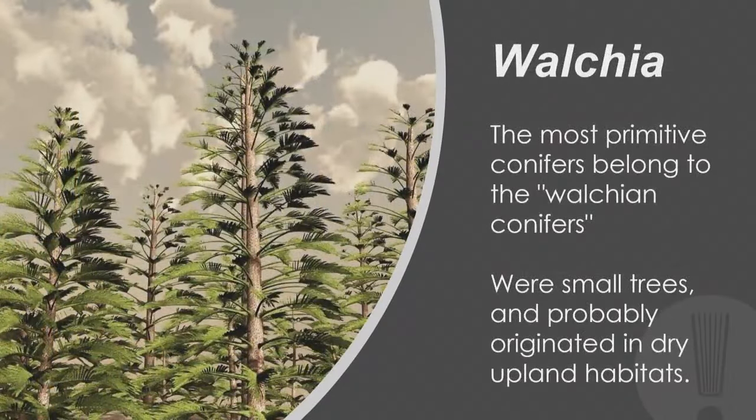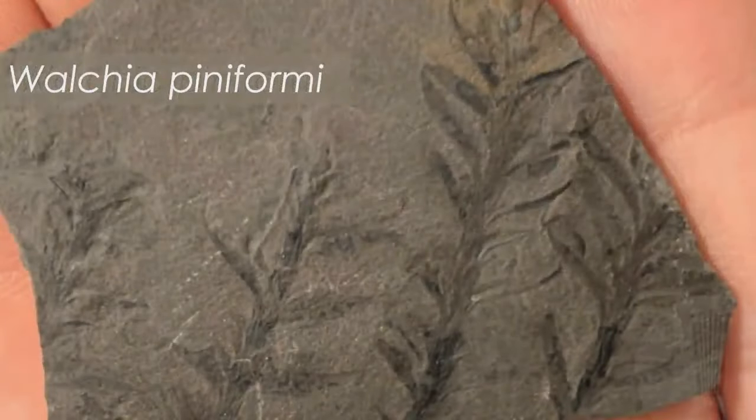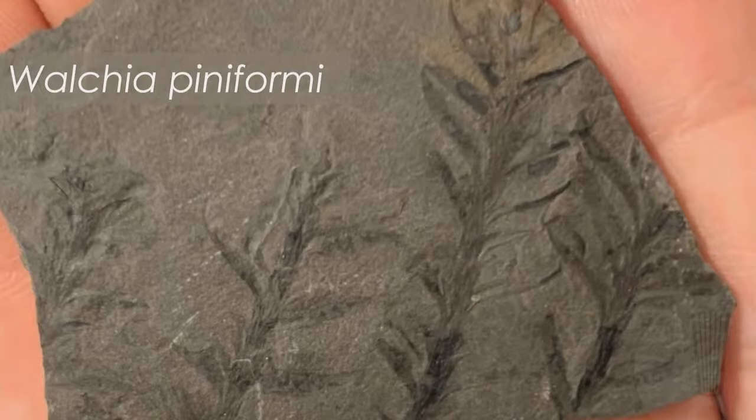With Walchia. This is the most primitive conifer, the Walchian conifers. These are small trees and probably originated in dry upland habitats. So this is one advantage that seed plants had over spore-bearing plants: they were better adapted to drier environments. So here's a drawing or reconstruction of Walchia. It should be piniformis. I misspelled that one there, of what that looked like. And here's a fossil specimen, which came from France.